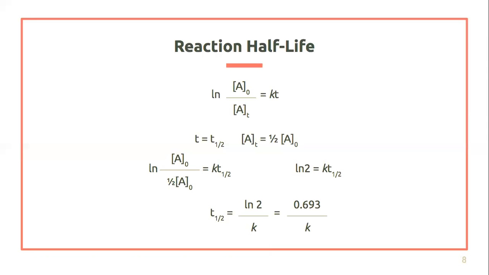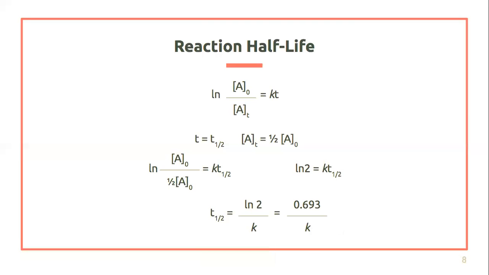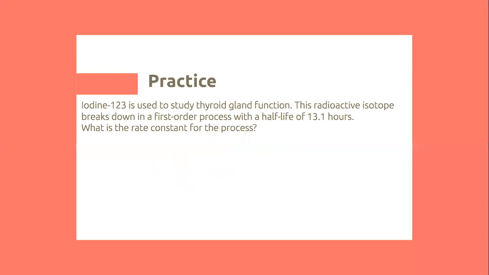And so that natural log of 2, 0.693 divided by k, is going to be a very important formula to remember. The half-life time, t sub 1/2, is equal to 0.693 divided by the rate constant. Let's plug that in with a practice problem.